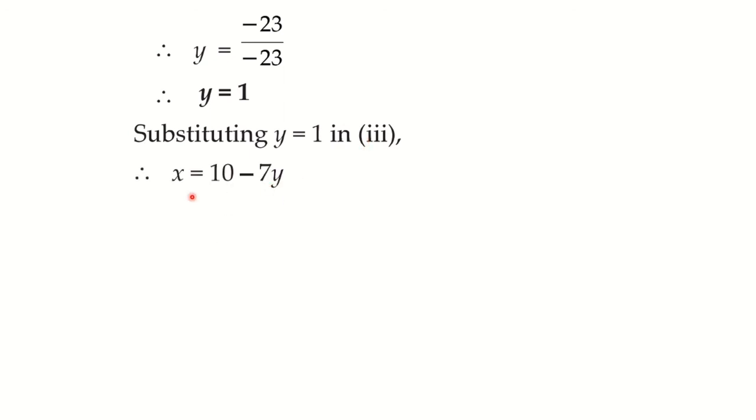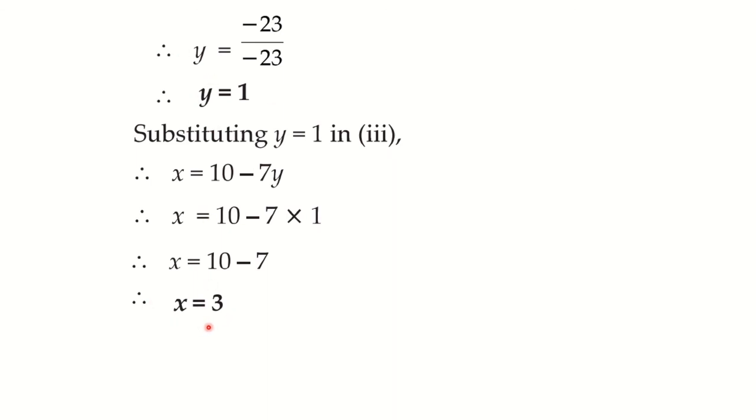Okay, so the equation 3 is x is equal to 10 minus 7y. So in place of y, we are going to write 1. So what we are going to get? Therefore, x is equal to 10 minus 7 into 1. So 7 into 1 is 7 and 10 minus 7 is 3 and therefore value of x is 3. So we got values of x and y here.